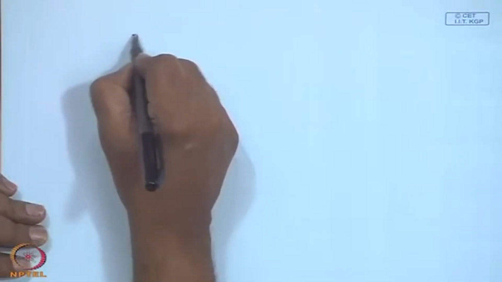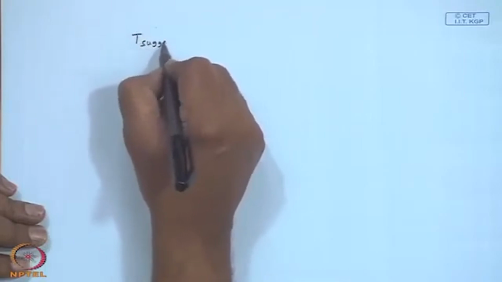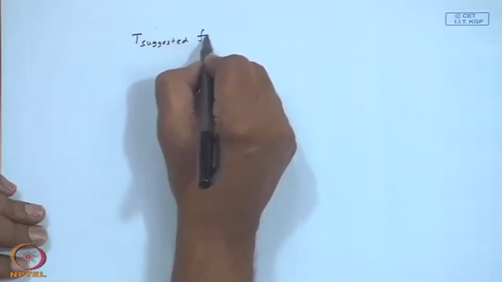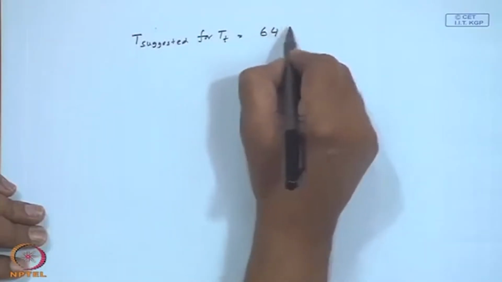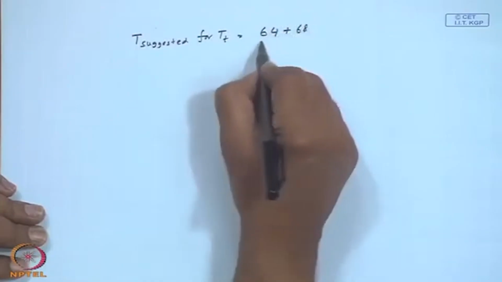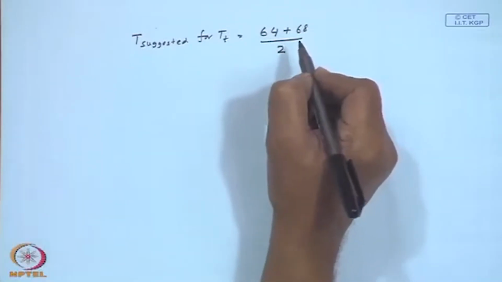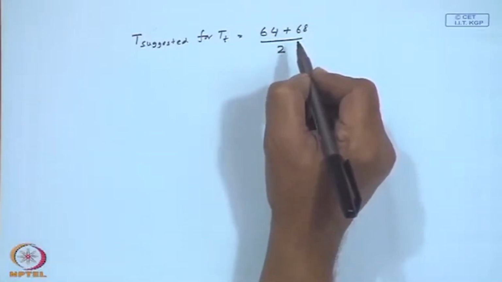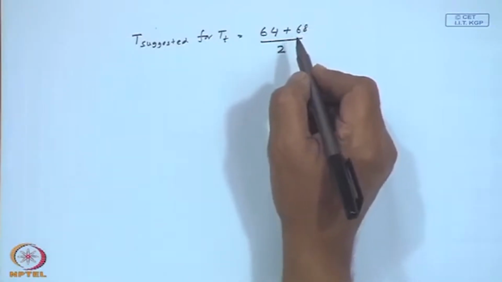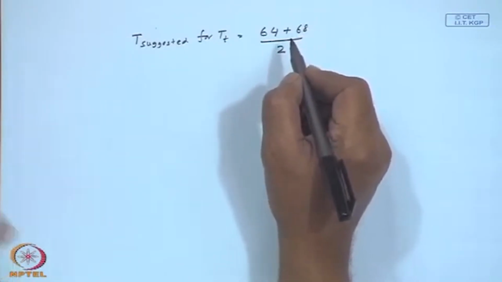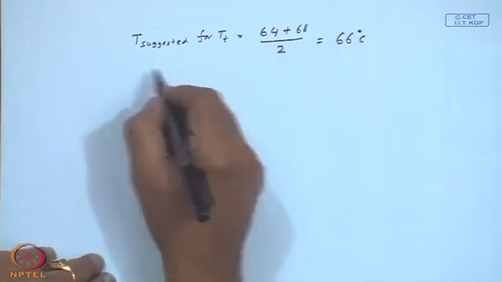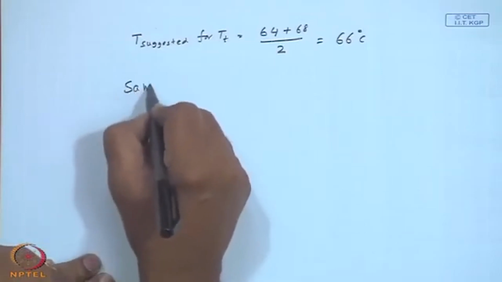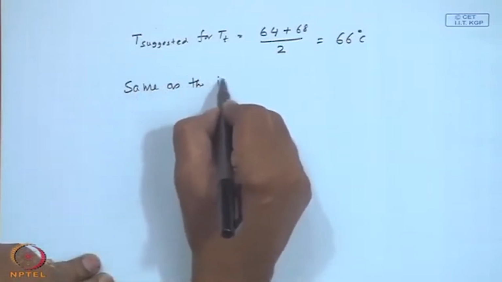So, as per the suggestion, for T tank it is (64 + 68) by 2. This 68 is this much, and this is the T minimum, which is 64, that is coming from 60 plus 4, not 2, that additional thing, equal to 66 degrees C, same as the initial guess.